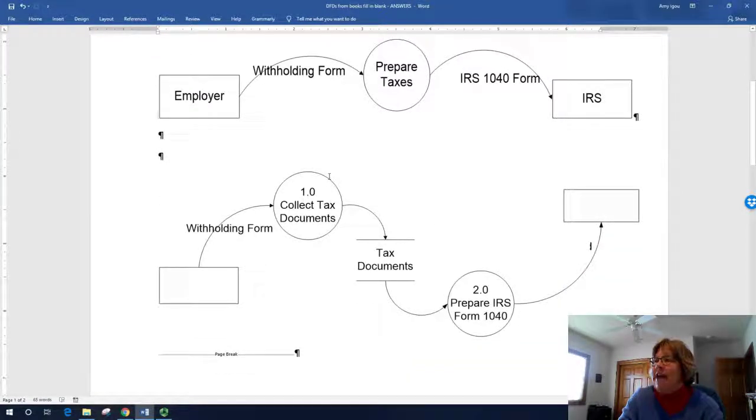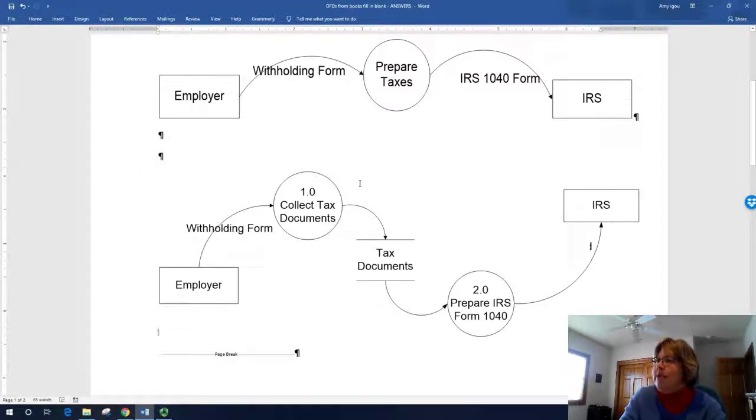Now in this case, because we have kind of a fill in the blank, we've already completed our context, so we actually have a lot of the information here already. Remember, we cannot lose any data destinations or sources. So actually, these will be the same between the two. So down here, we have our employer, and here we have our IRS.